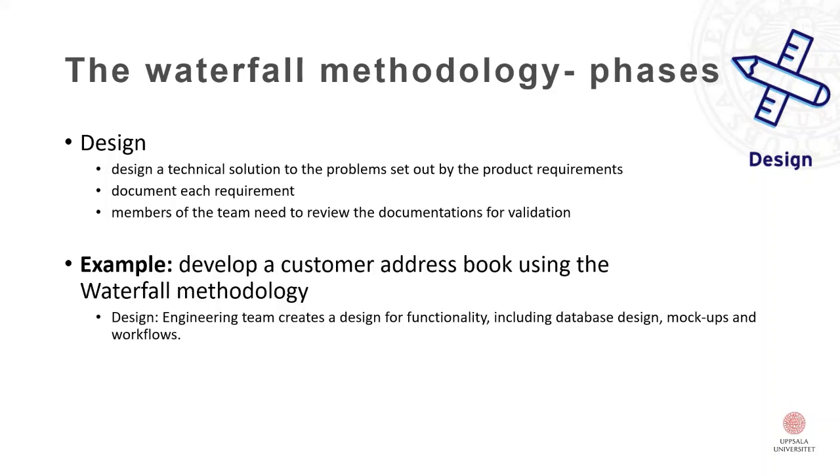So let's go back to our customer address book example. In the design phase, the engineering team creates a design for all the functionalities that are expected from the system. For example, how should the database be designed? The database is a space that will collect all the data. In this case, it will collect and arrange all the data about the contacts. And how should it be designed? There are many different designs. And then they will also create mock-ups and workflows.